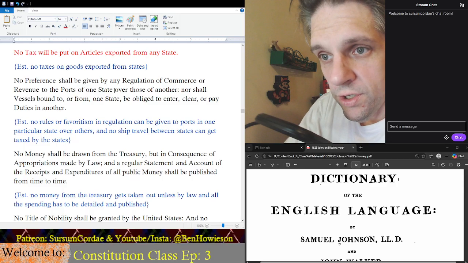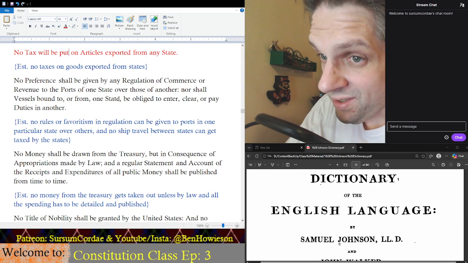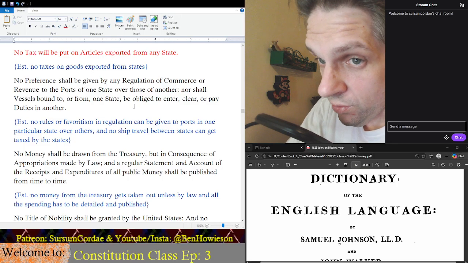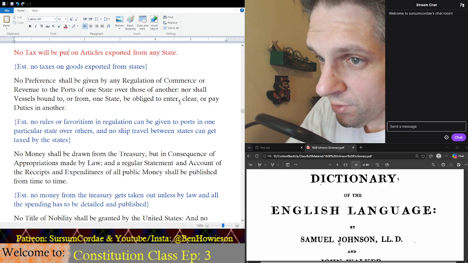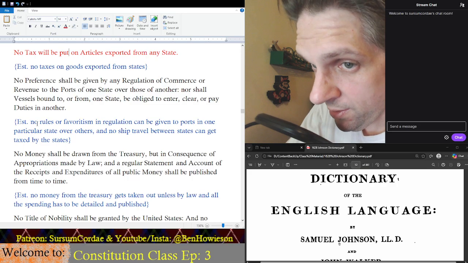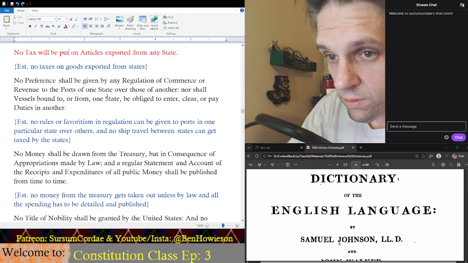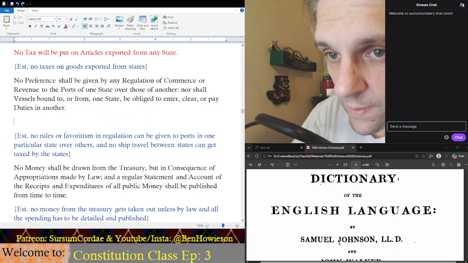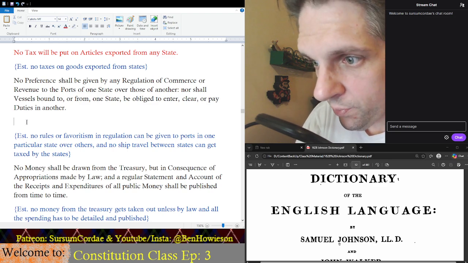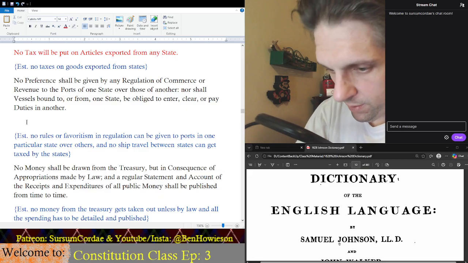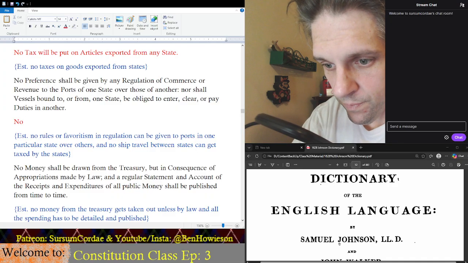Let's see, no preference shall be given by any regulation of commerce or revenue to the ports of one state over those of another, nor shall vessels bound to or from one state be obliged to enter, clear, or pay duties in another. Okay, so that's pretty good. That's the kind of thing that you're thinking about when you're thinking about how people will try to screw each other with taxes or something. No screwing around.